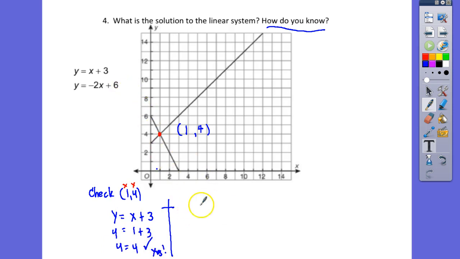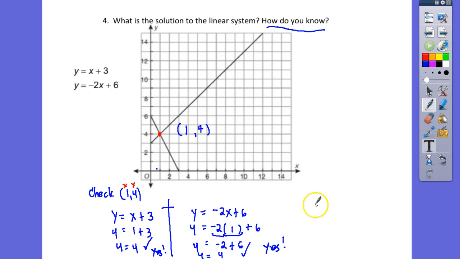Let's try it on the second equation. y equals -2x plus 6. Instead of writing y, I'm going to write 4, and then negative 2 times x, so negative 2 times 1, plus 6, and then bring down the 4. Again, order of operations. You have multiplication and addition. You have to do multiplication first. Negative 2 times 1 is negative 2, plus 6. So 4 equals negative 2 plus 6 equals 4. That's another yes. So yes, it is a solution.